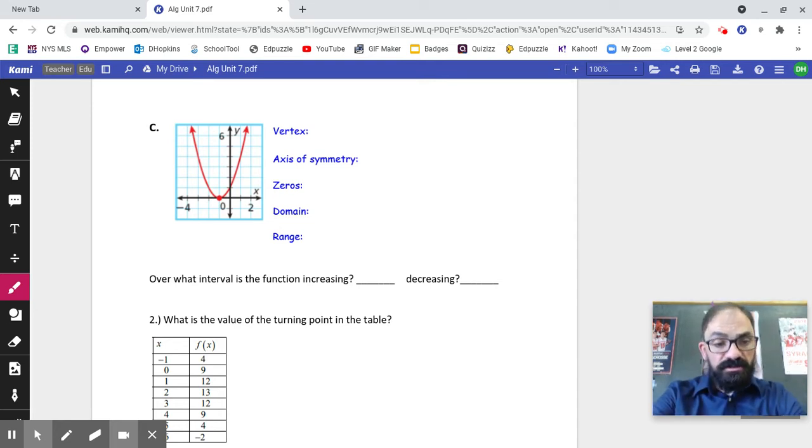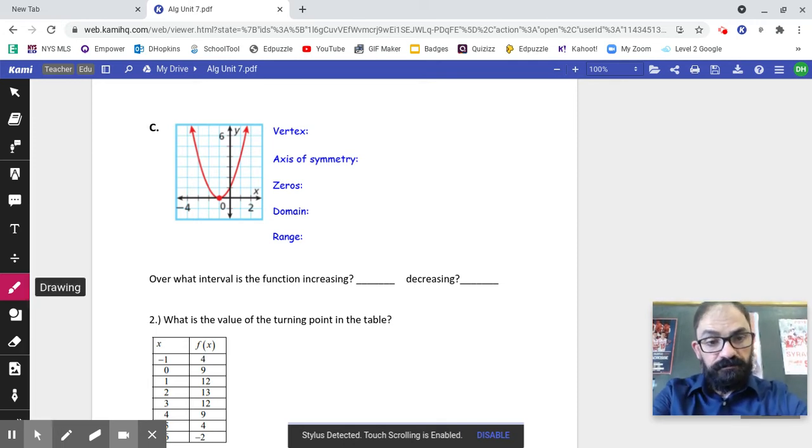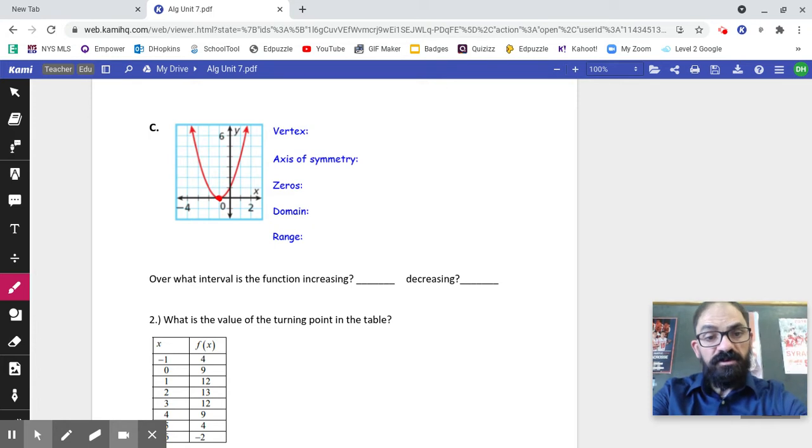So the vertex, let's see here. The vertex is right here. It's also known as the turning point. So that point is negative 1, 0.